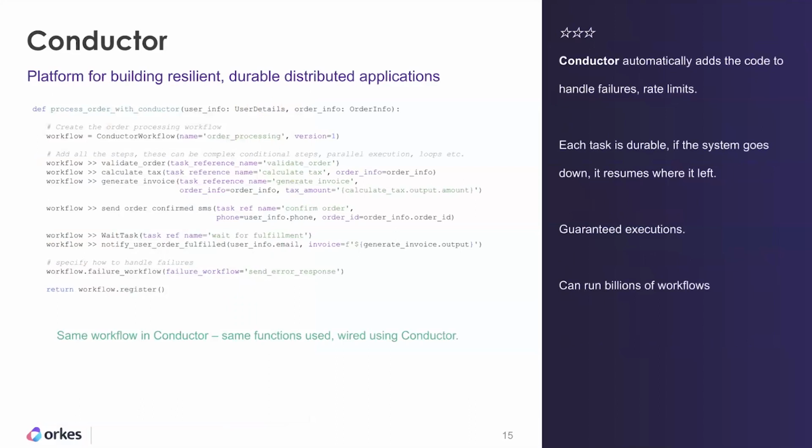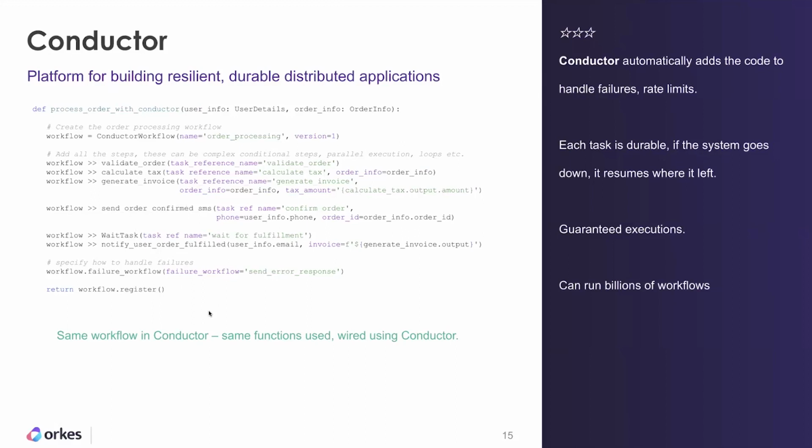So let's take a look at how I would implement the exact same thing in Conductor. It's the same piece of code. There's no change. The only change here is that you are creating a Conductor workflow, giving it a name, and giving it a version, so you can change it later on, and adding all the tasks. But if you notice here, there are no try catch blocks.